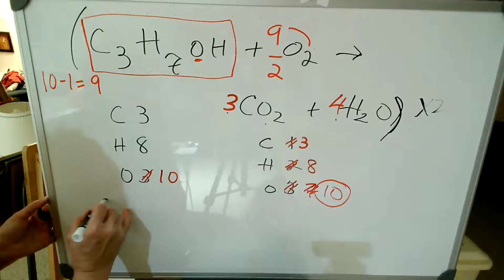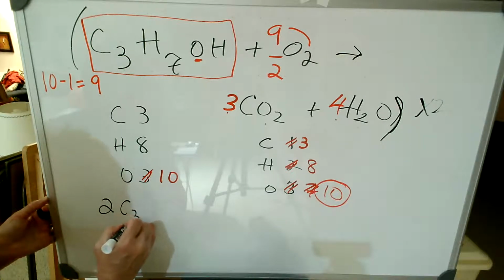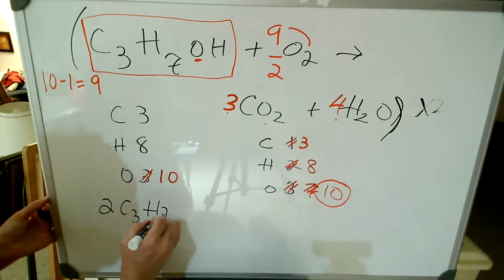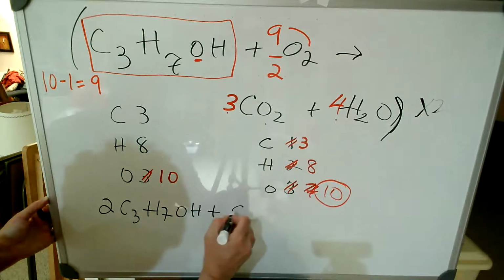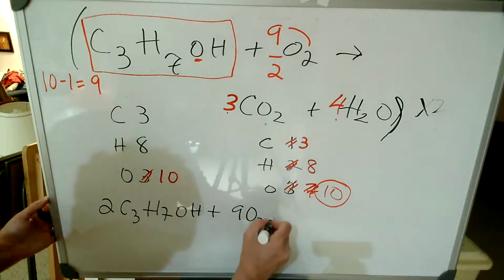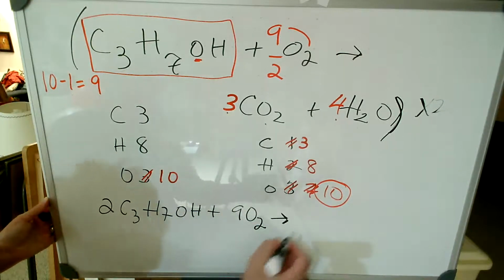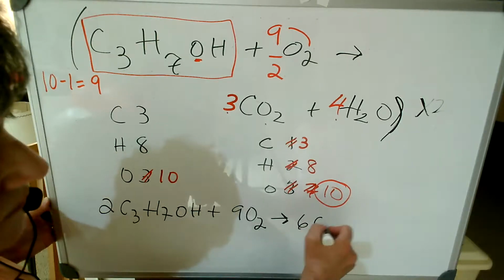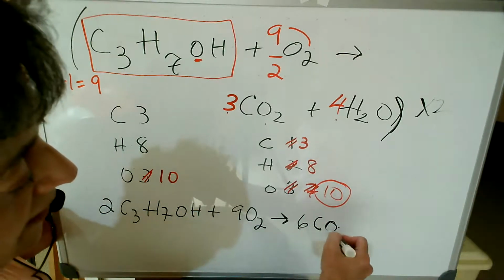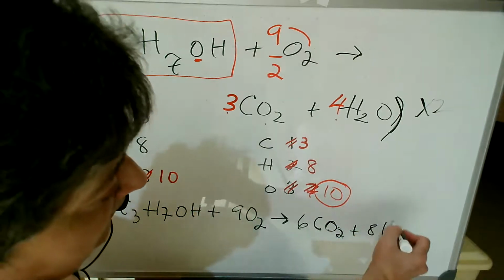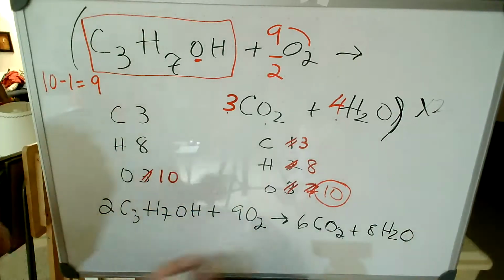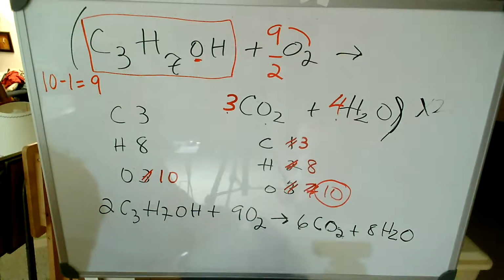You're going to have 2 C3H7OH, and you're going to have 9 O2. And then you're going to have 6 CO2 and 8 H2O. And again, you got to check your work to make sure that the reaction is, of course, indeed correct.